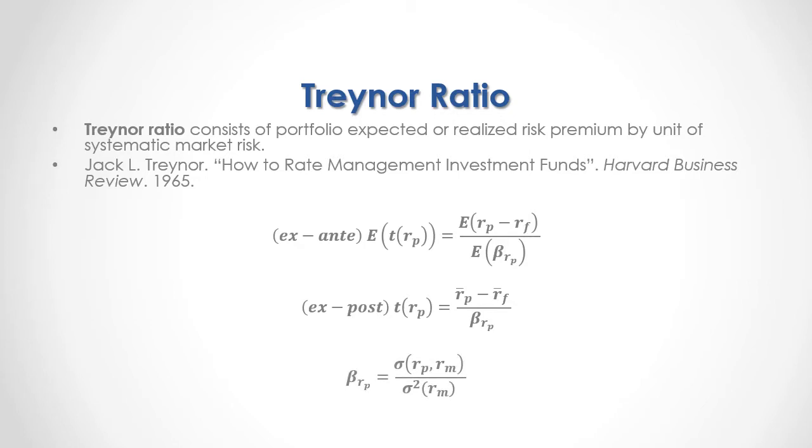The portfolio market beta in turn is equal to, and within the numerator, we have the covariance between the portfolio returns and the market returns, which is then divided by the variance of the market returns. Within this video tutorial, we'll only be studying the ex-post or realized Treynor ratio.